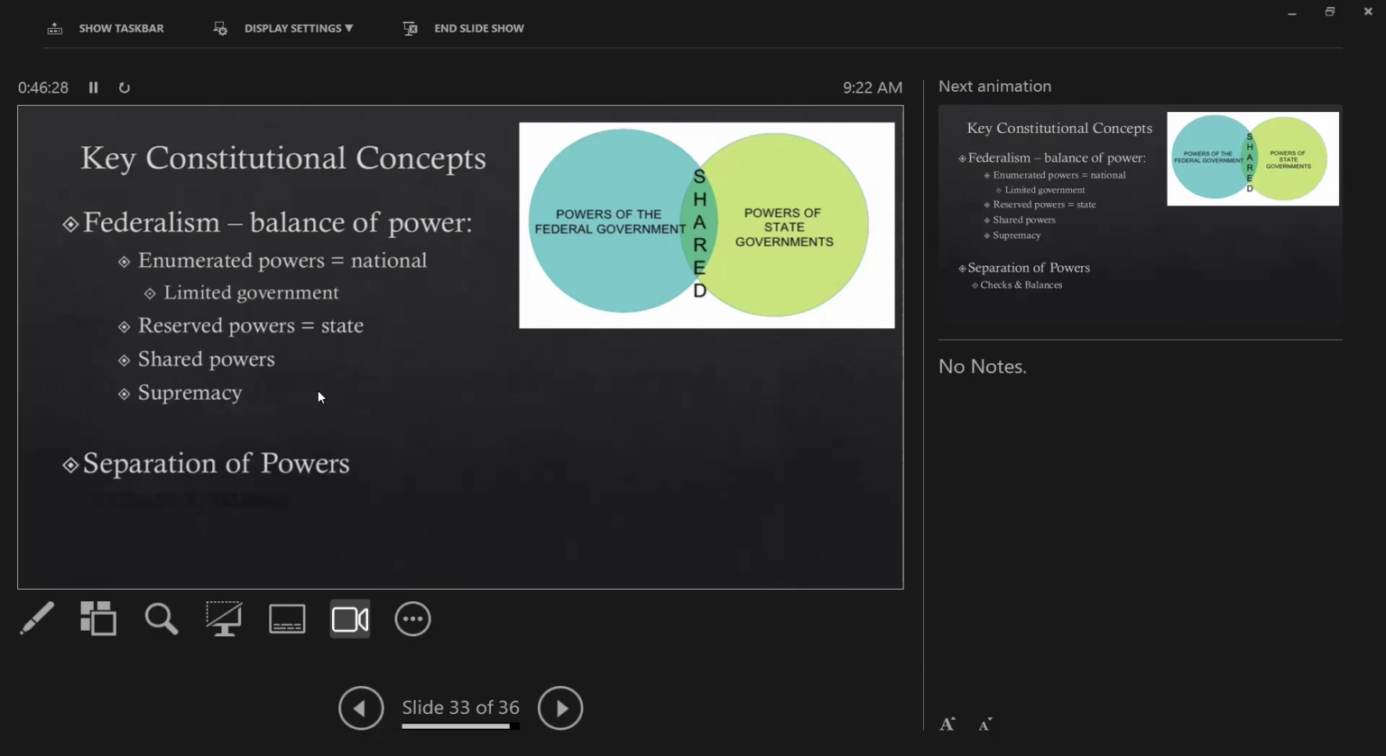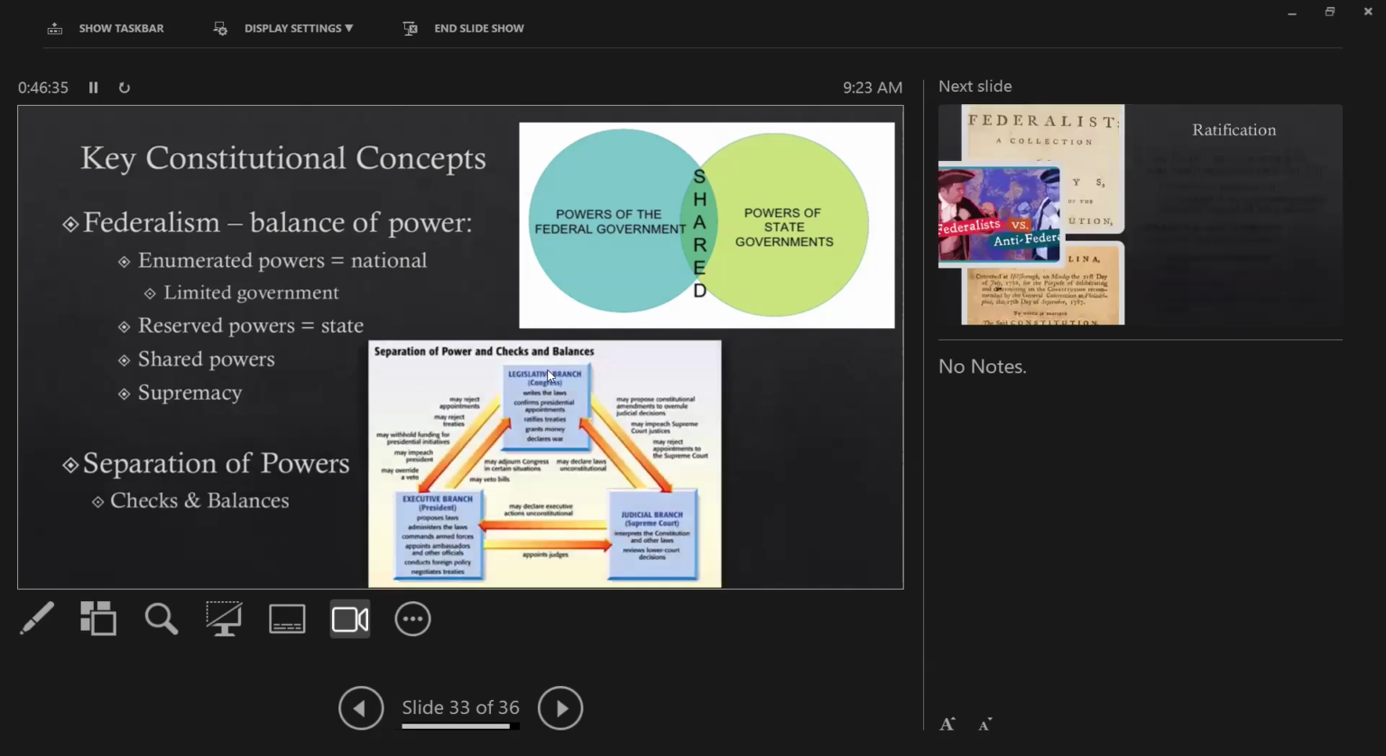The second concept is separation of powers, something I'm sure you've heard before. This is the choice to divide up government power into three separate branches: legislative, executive, and judicial. So the legislative branch will have lawmaking powers. The executive branch will have executive or enforcing powers, and the judicial branch will have interpretive powers. And each of these three branches have to work together. They are not completely isolated from one another.